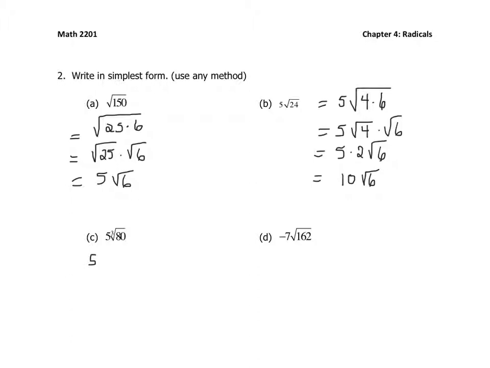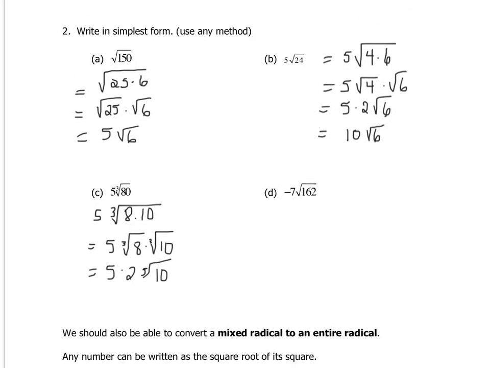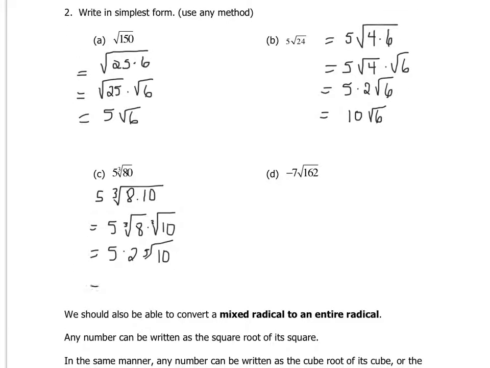So if you think about it, 8 is a perfect cube factor of 80. So that would be 8 times 10. And then that would be 5 cube root 8 times cube root 10, which is 5 times 2 cube root 10. And then that would be 10 cube root 10. And the last one, 162.